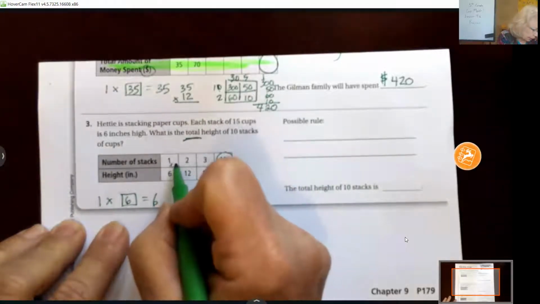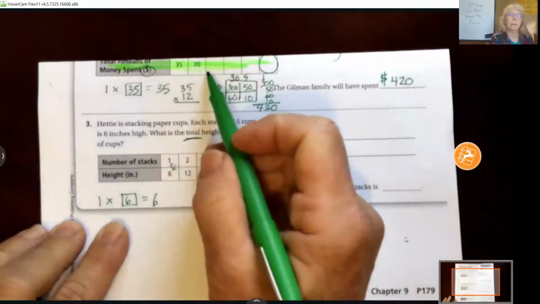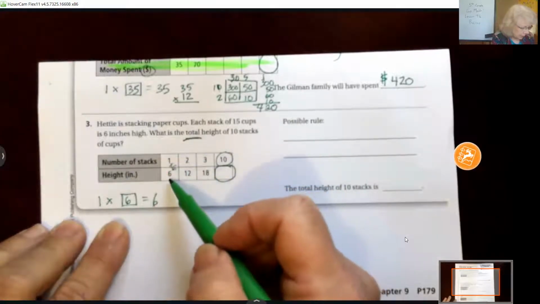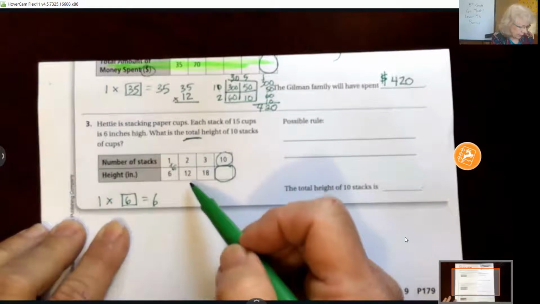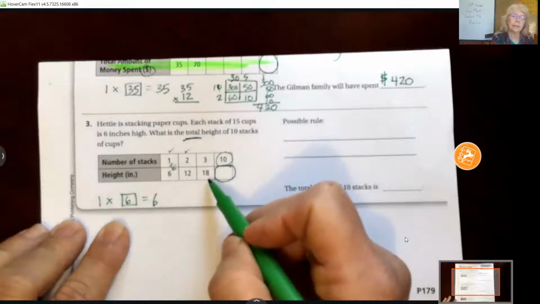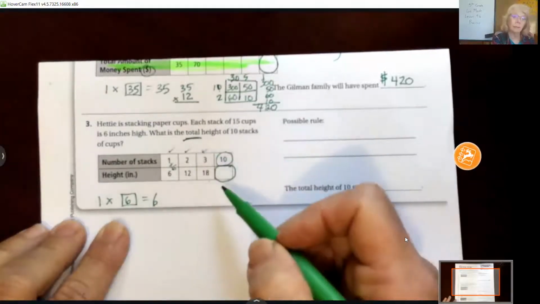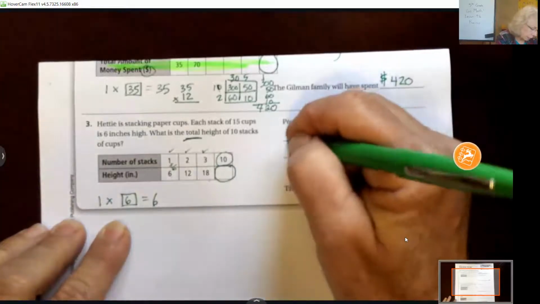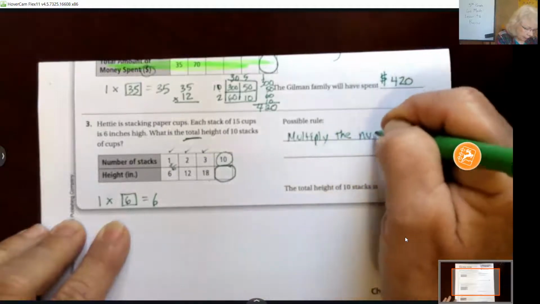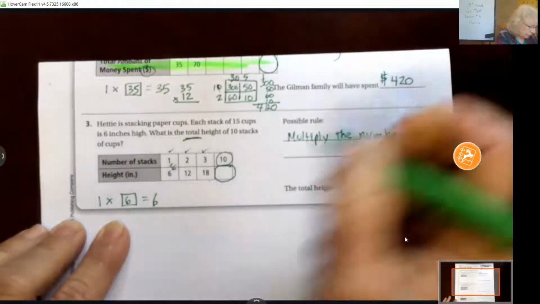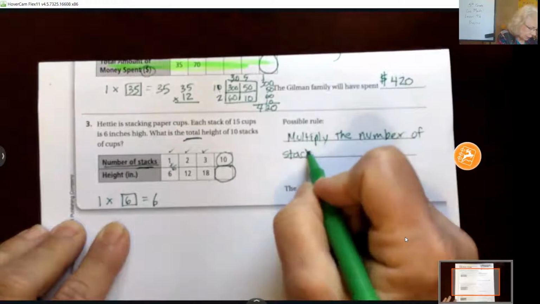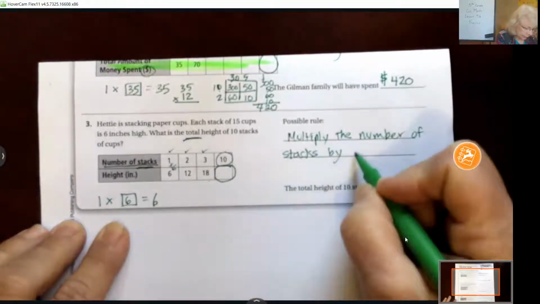So this time, let's check to make sure it works. I didn't do that up above with 35, but it did work if you just take my word for it. Okay, so let's go. 1 times 6 is 6. 2 times 6 is, yes, 12. So it works here, it works here. 3 times 6 is 18. So we're happy with our rule. So our possible rule is multiply the number of stacks of paper cups by 6.